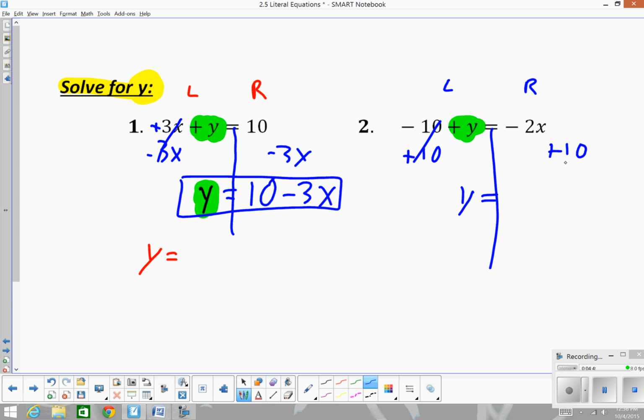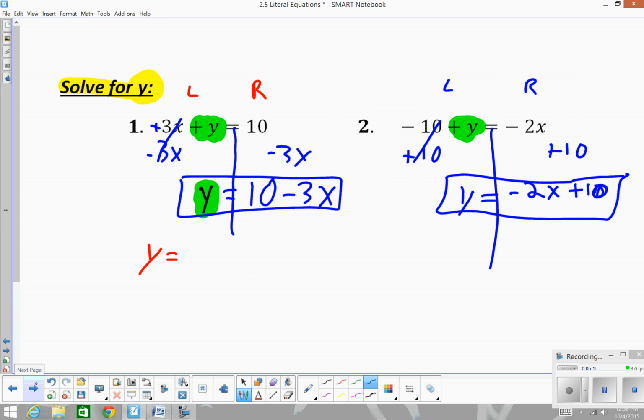cannot combine with positive 10. Now, watch how I don't write it directly under that negative 2x. I don't write that 10 under there because they're not like terms. I can't just add straight down or subtract straight down. So I'm just going to write negative 2x plus 10. Once my y is isolated, I am done. Okay?